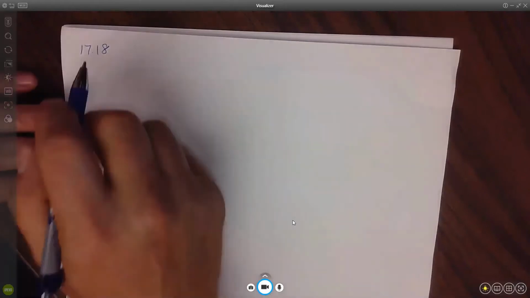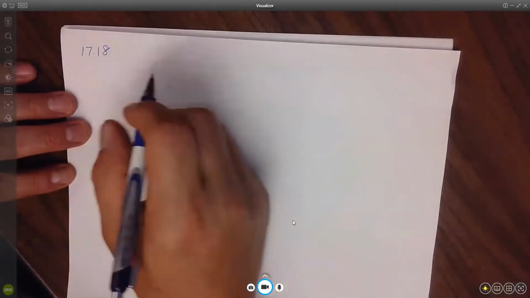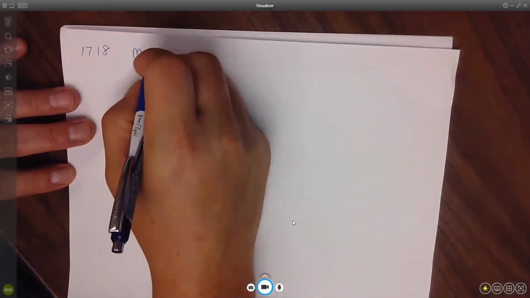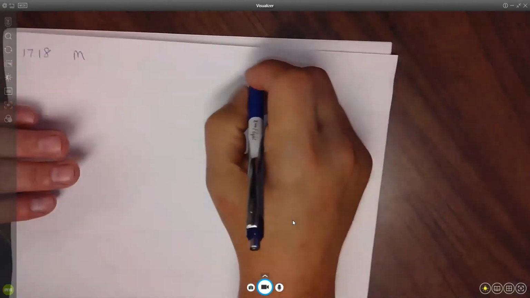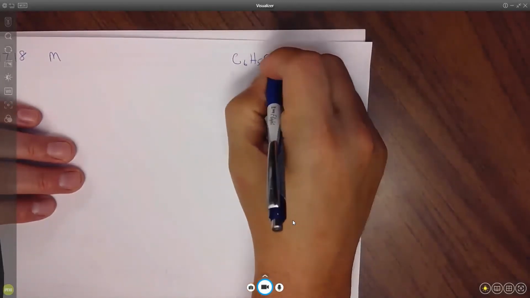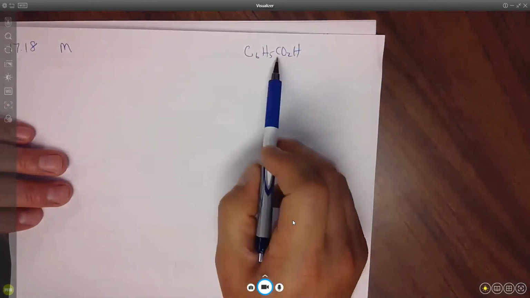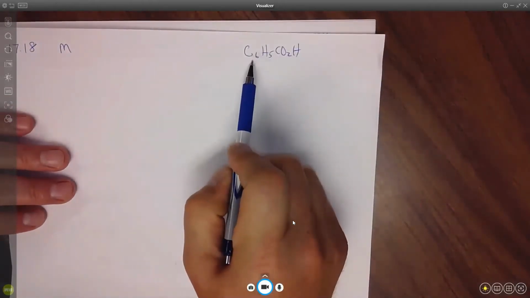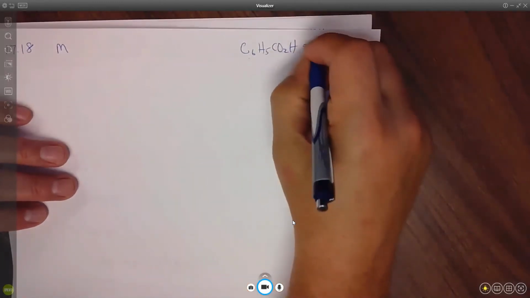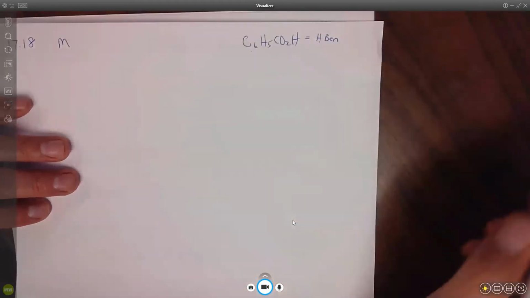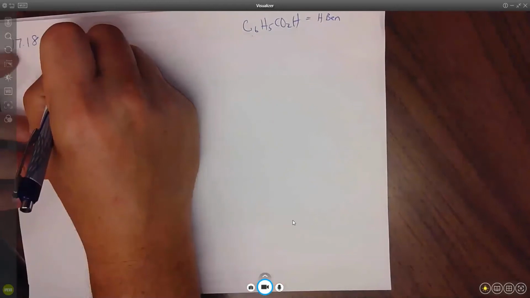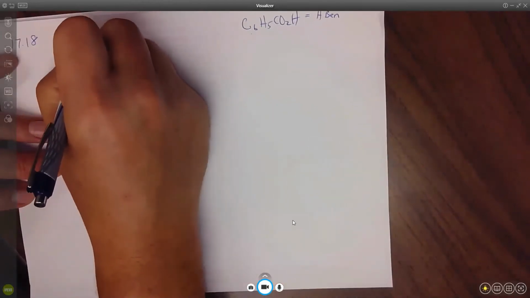Okay, so this is number 17, and it says how many grams, so it wants a mass, how many grams of benzoic acid. Now, benzoic acid looks like this. It is C6H5CO2H. It is a carboxylic acid on a benzene ring. So this is benzoic acid, and I'm going to call it H-ben, so I don't have to write all of that anymore. So the mass of H-ben is what we're looking for.